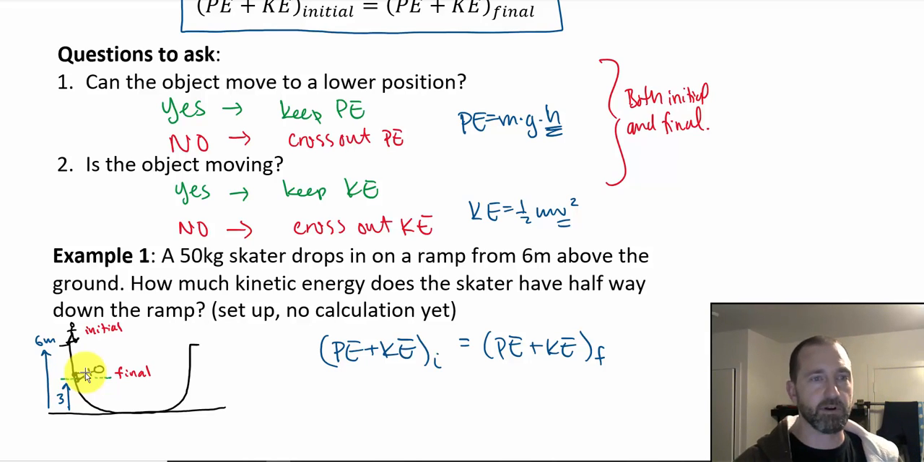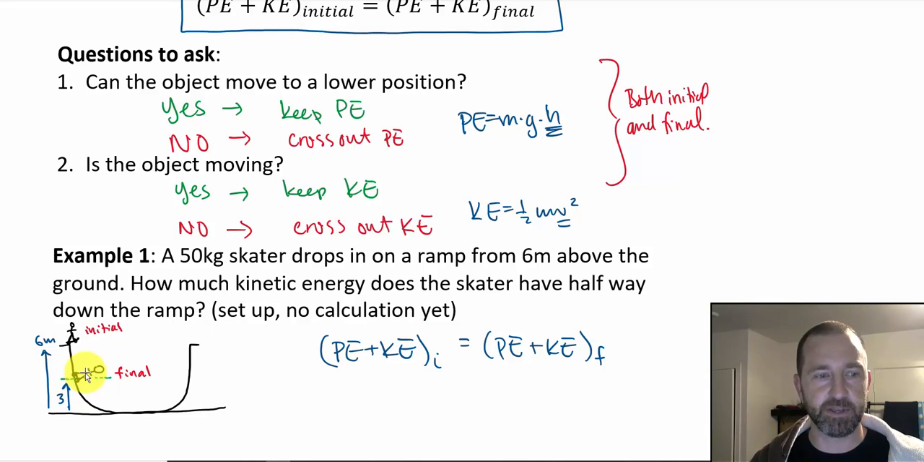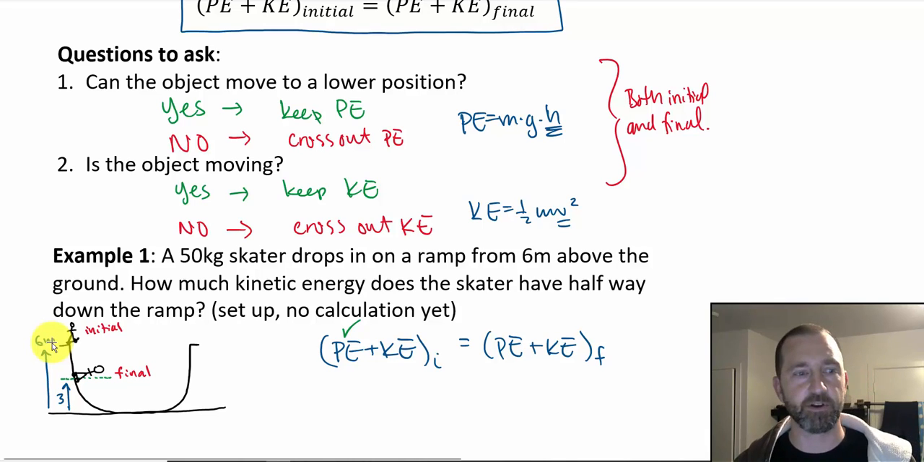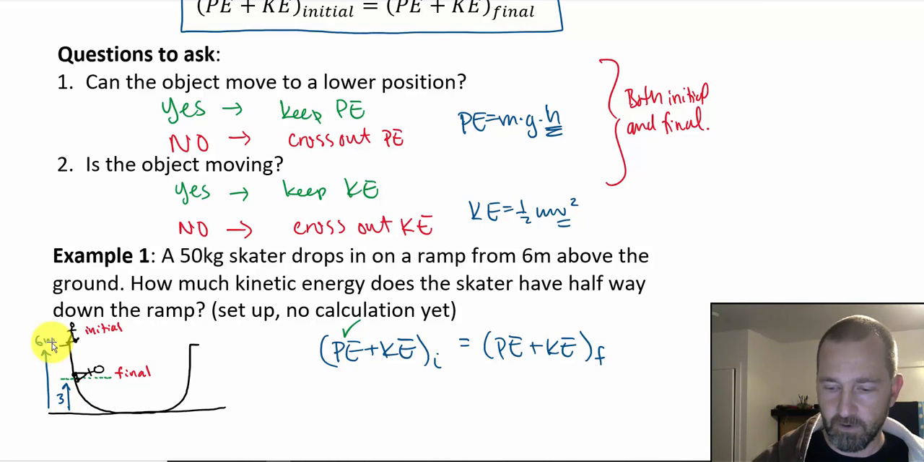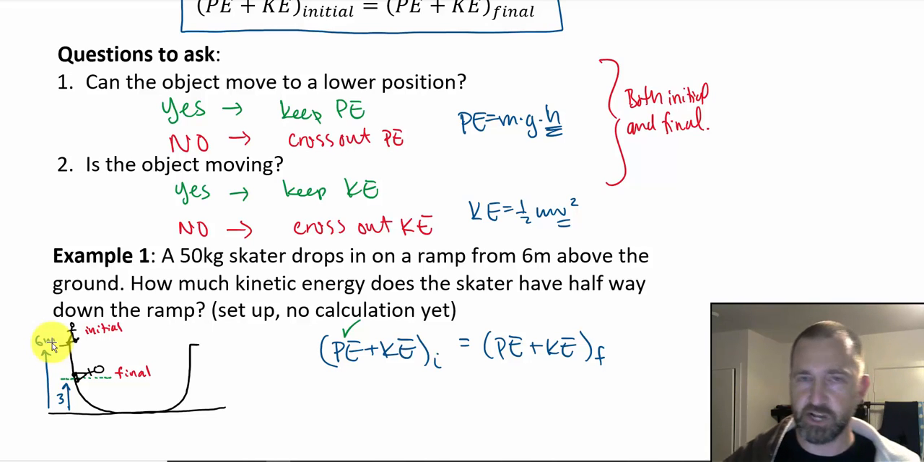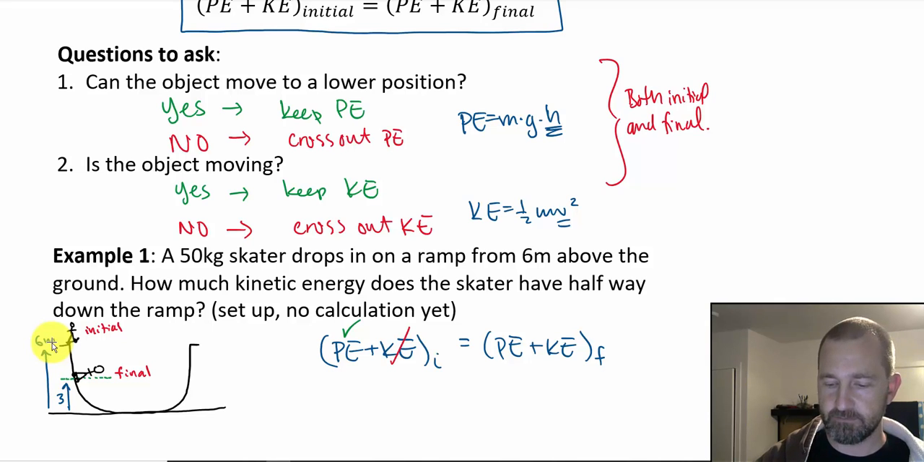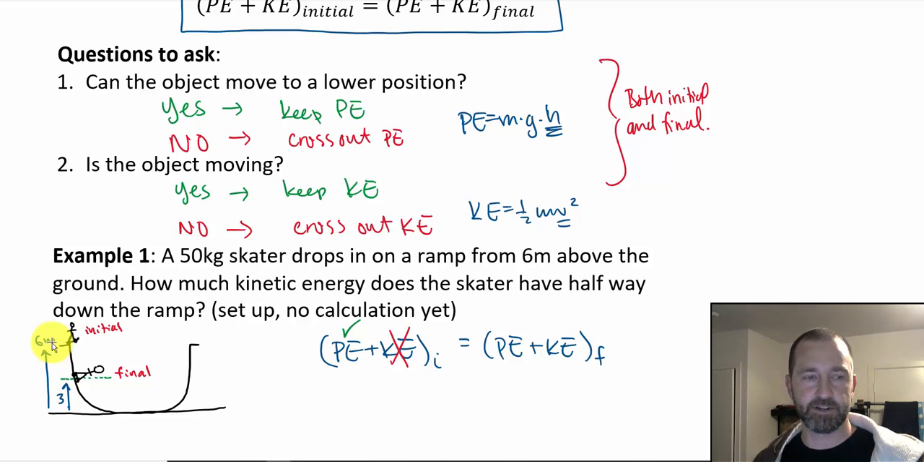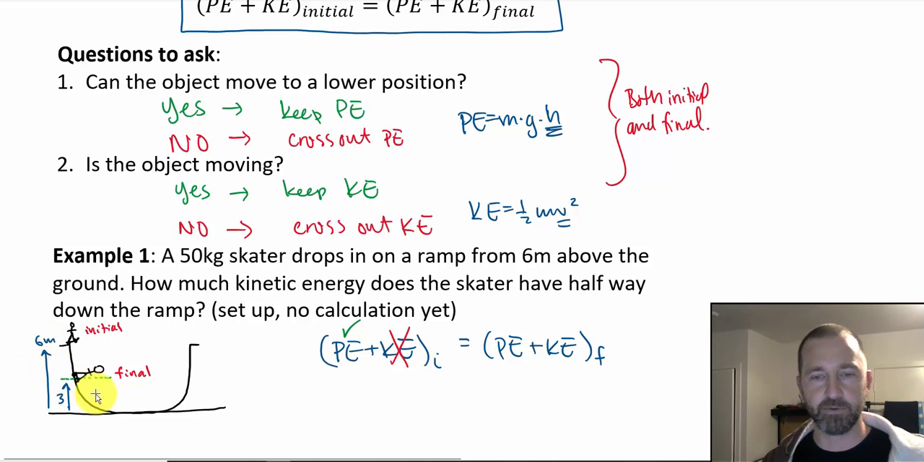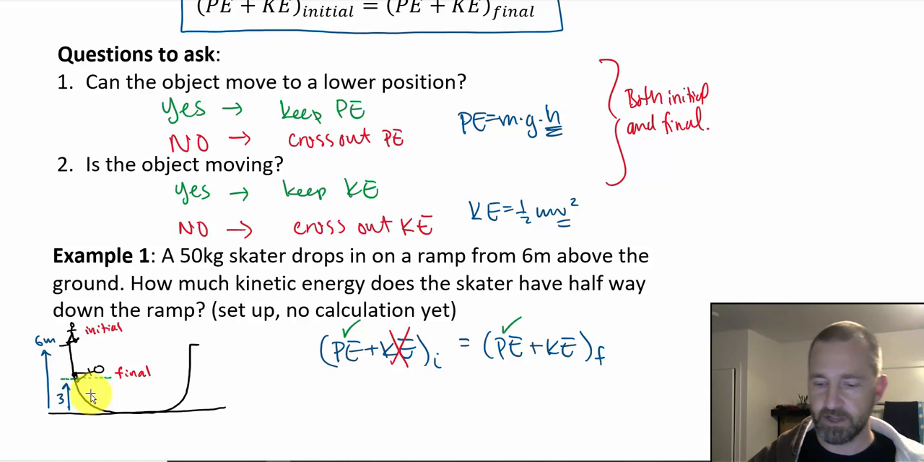Is the skateboarder able to move to a lower position in the beginning at this initial point? Yeah, obviously they're 6 meters above the ground. Are they in motion at that point? Generally, skateboarders fall down, and when you fall, you start from rest. So no, there's no kinetic energy in the beginning. We ask ourselves, in the end, the final scenario for our particular problem, is a skateboarder able to move to a lower position? Yeah, they're still 3 meters above ground. They can still fall down 3 more meters. Are they in motion? Probably. If you're halfway down a skateboard ramp, you usually don't stop.